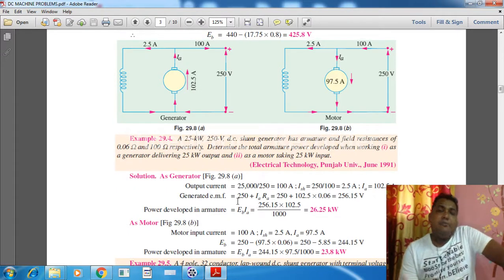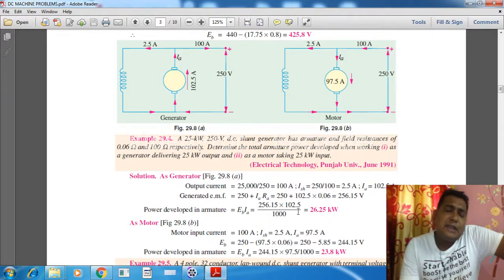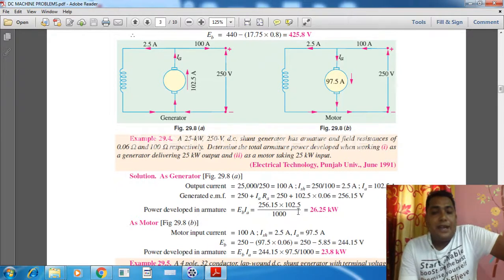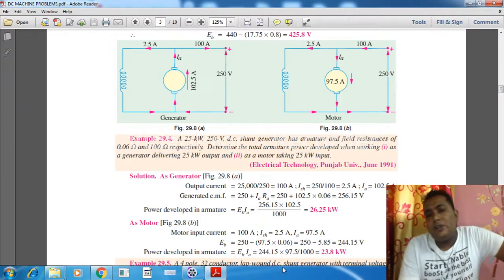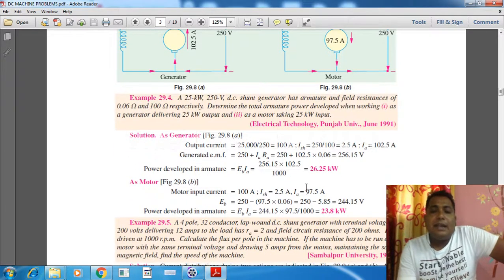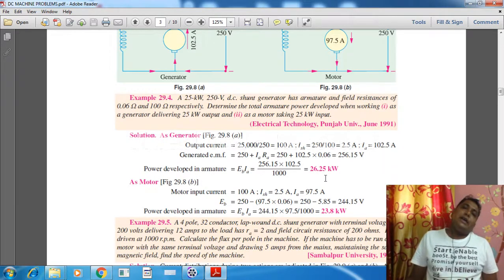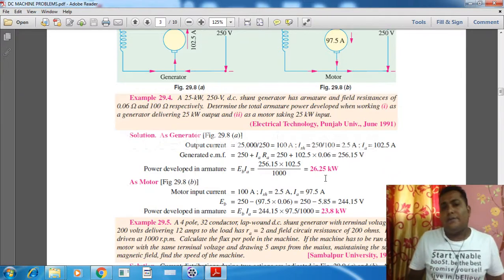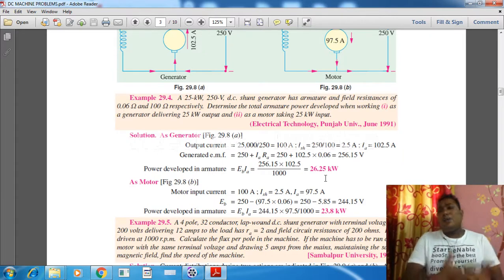So what is the power developed? V into I. V means E here, so this generated EMF is 256.15, multiplied by IA, which is 102.5, divided by 1000. Why are we dividing by 1000? We convert into kilo. So power developed in the armature is 26.25. That means when it is acting as a generator, it is generating 26.25 kilowatt, and 1.25 is the system loss, and the rest, that is 25 kilowatt, is coming to the output terminal.